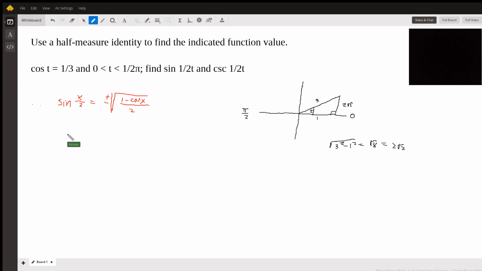So now we can say that the sine of t over 2 is going to be plus or minus the square root of 1 minus the cosine of t. The cosine of t is going to be, well, we've been given that. That's 1/3, all over 2. So let's just plug that in.